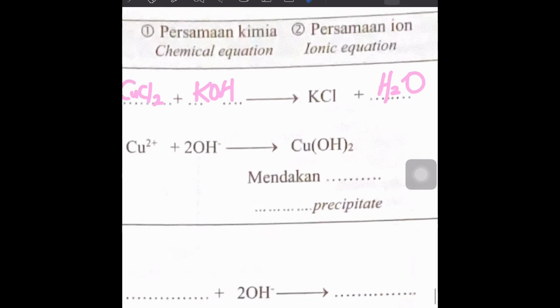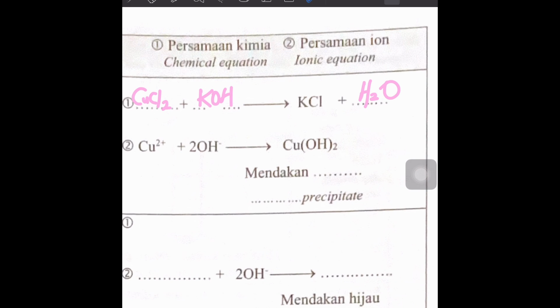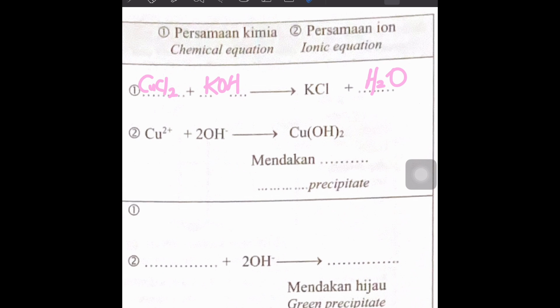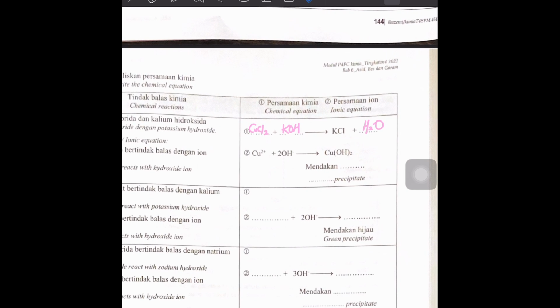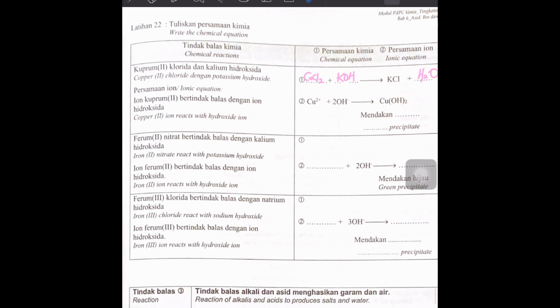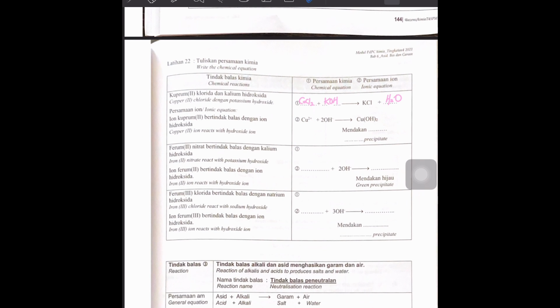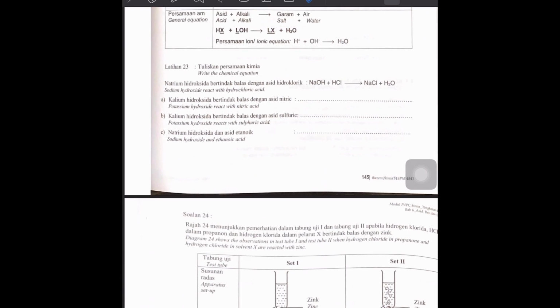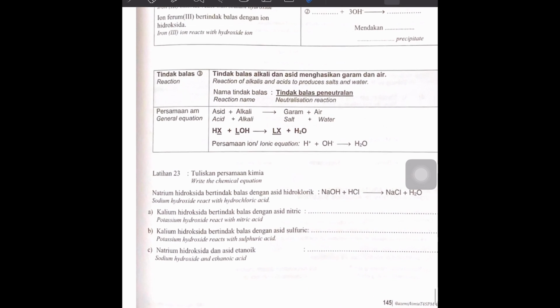So what is the color of this metal hydroxide? Cu2 plus adalah blue color. So you mention here blue precipitate form. Okay, so try to do the exercise as well for the second and the third one. Ingat, now you are in the second chemical properties for alkali. Let us go to the third chemical properties for alkali.